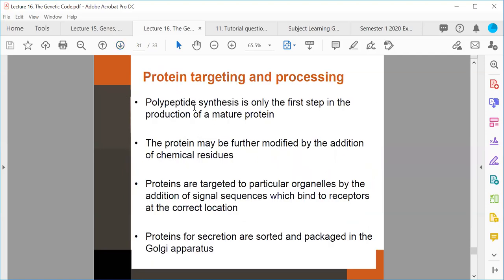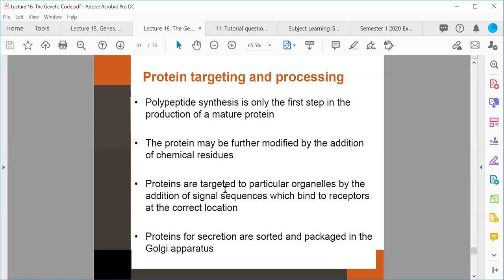All right, but polypeptide synthesis is only the first step in the production of mature protein. You might need 2 or more polypeptides to form a functional protein, and then the protein could be further modified by the addition of chemical residues. Proteins are then targeted. They don't just float around and go wherever they choose. They're actually targeted to particular parts of the cell.